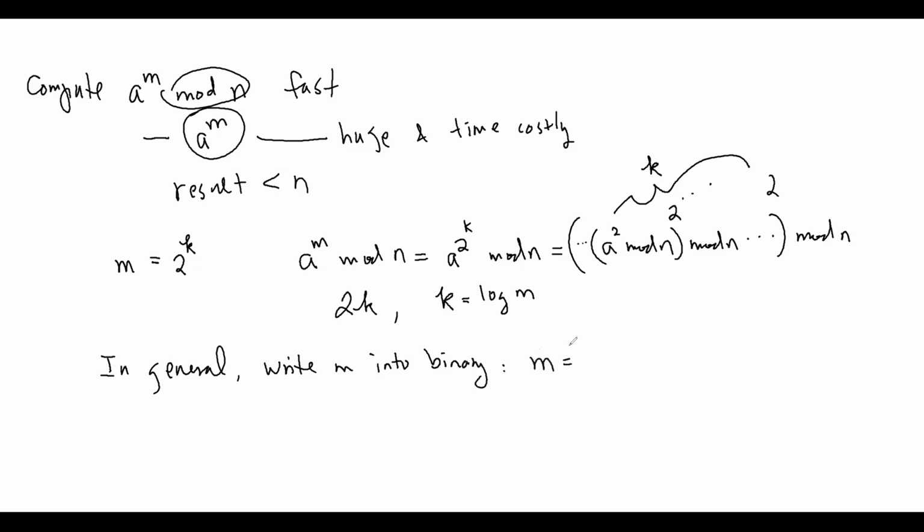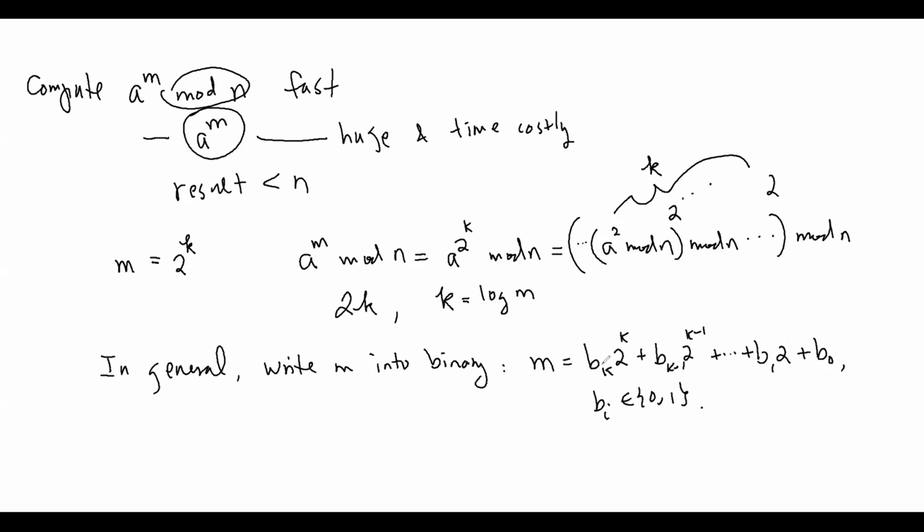That means m is equal to the summation, so with that, it would be like this: b_k 2 to the k, plus b_(k-1) 2 to the k minus 1, and so on, plus b_1 times 2, plus b_0, where each of these b_i is either 0 or 1.